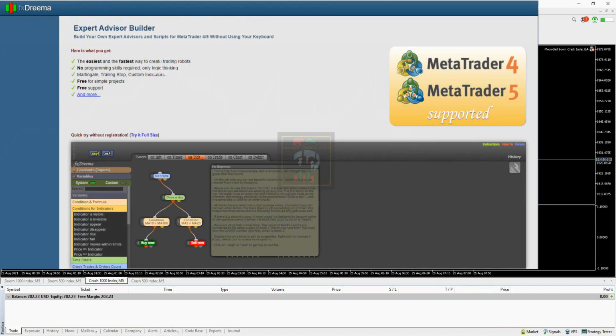This robot has been developed using an online developing tool called FX-Dreema. The platform is used to create trading robots.